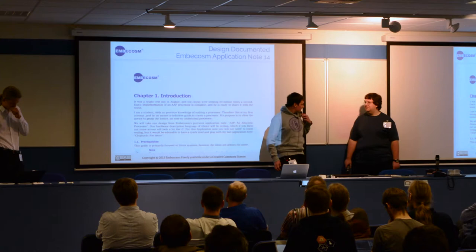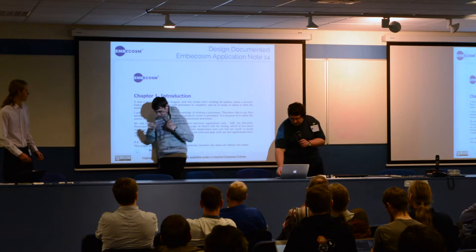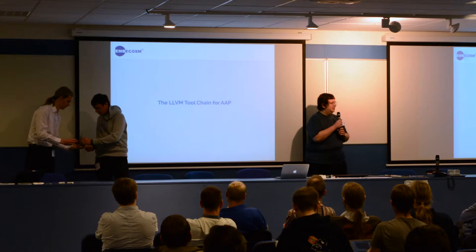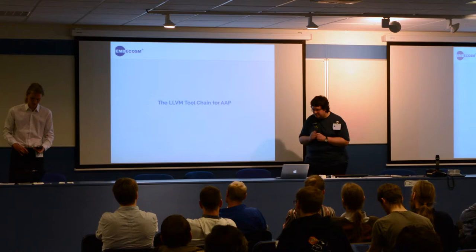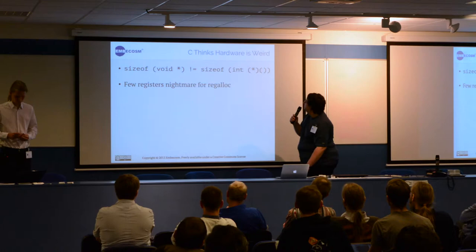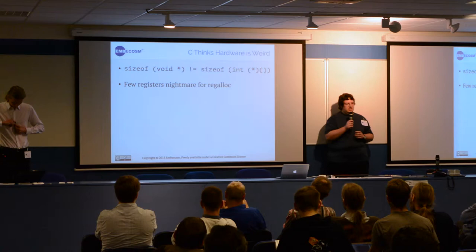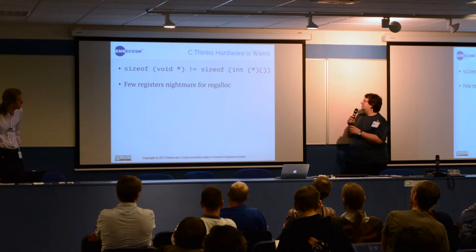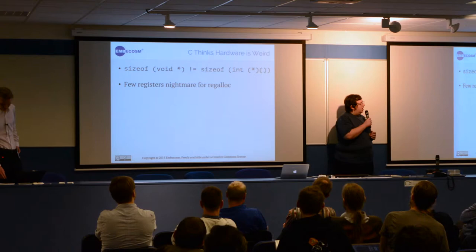over to you. So I'd like to talk about some of the particular issues that we found with LLVM, as essentially we tried to create the architecture from hell. So in many ways, C thinks our hardware is very weird. You sort of assume that pointers are generally the same size for anything, but when pointers to functions aren't the same size as your pointers to variables, how do you store them? How do you make function pointers work?